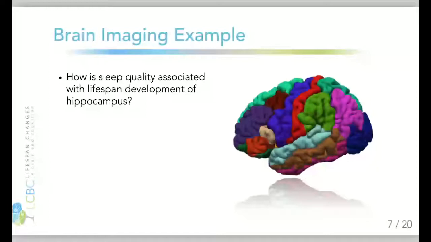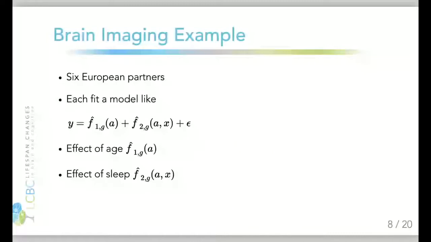In this project, we had 6 European partners. Each of these partners fitted one model similar to what's written here, where you have one main function of age, which shows how the hippocampus develops with age. This is typically a very non-linear pattern, as we will see. So a parametric model, like a linear model or a model with polynomials, would typically not be sufficient for this. And then we also estimated the effect of sleep on the hippocampal development.